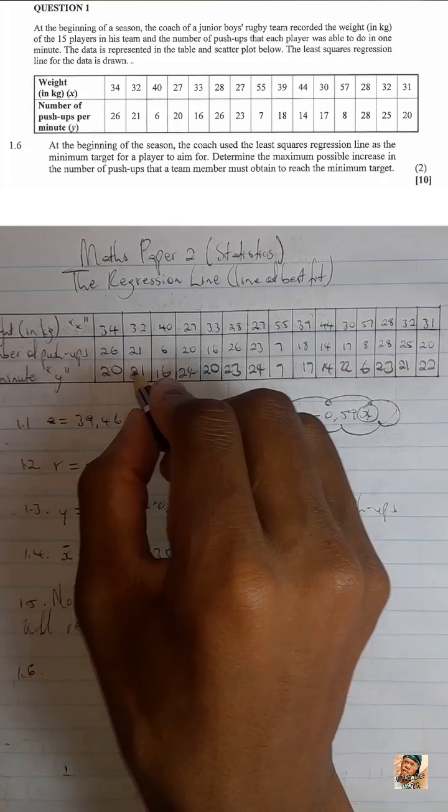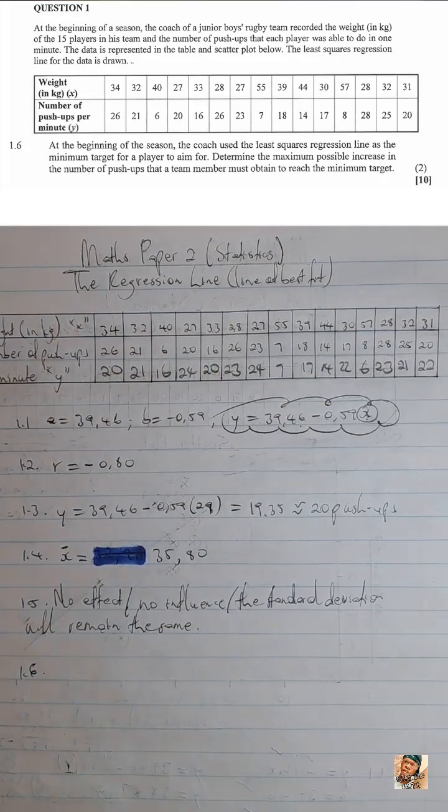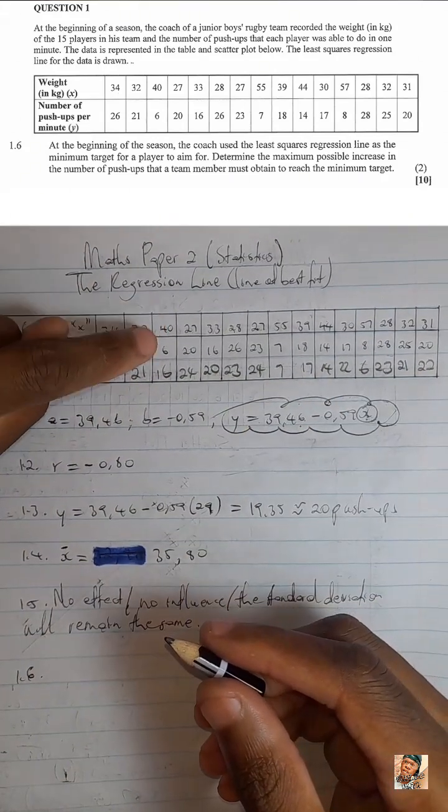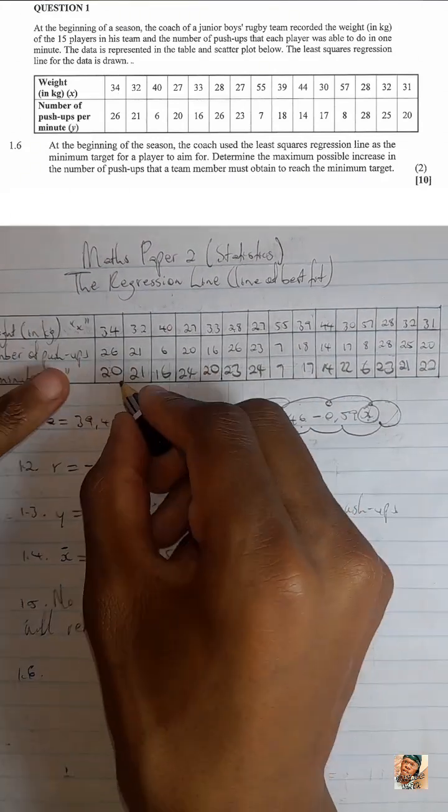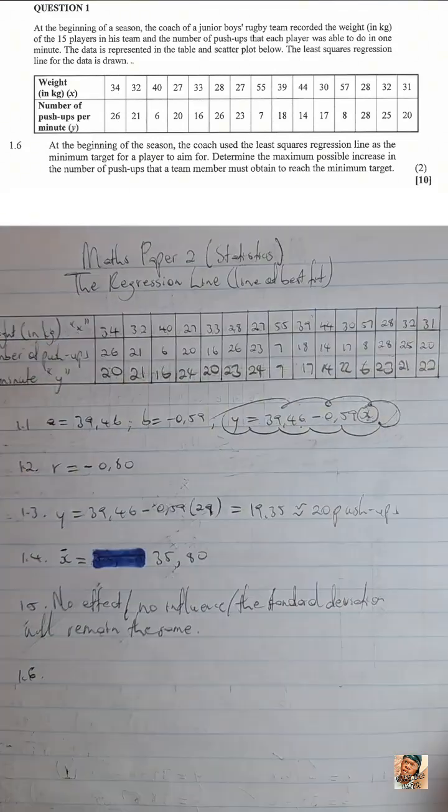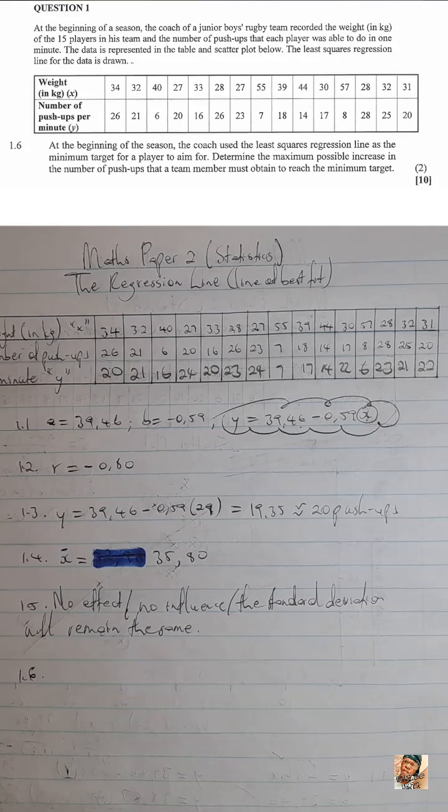Alright, so these are the values that we calculated together when I was showing my calculator on the screen, and we said that 34 goes with 20, 32 with 21, 40 with 16, and so on, right? So this is the minimum number of push-ups that the coach was expecting each player to make. So we're going to check how many push-ups each player needs to increase by to reach the minimum, unless the player has already reached it.